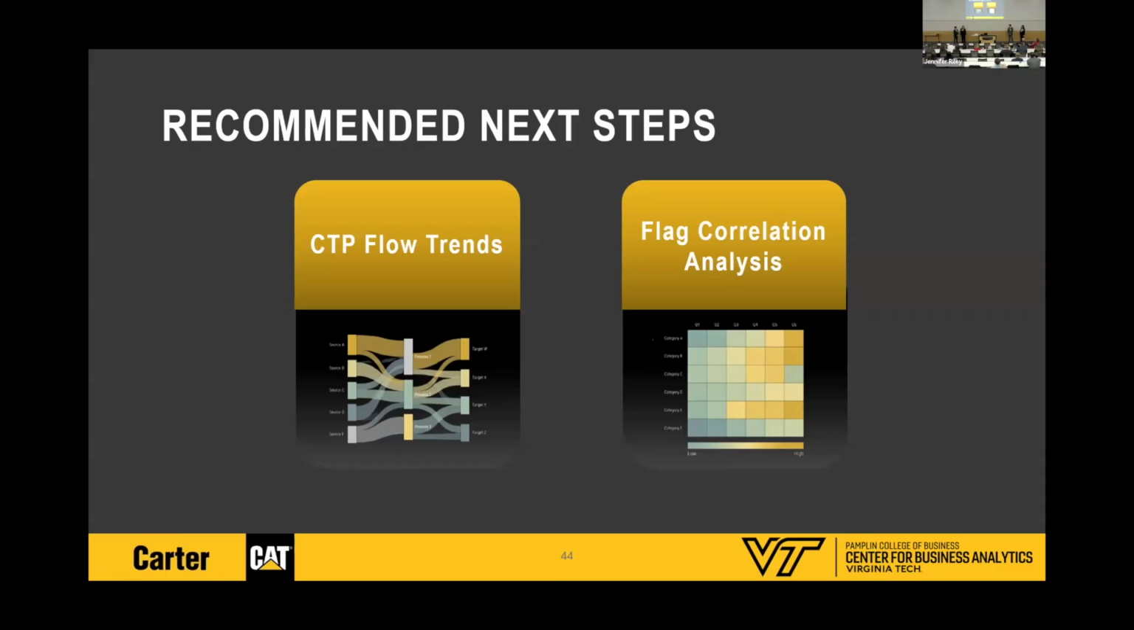Our second recommendation is our flag correlation analysis. We already know that various flags exist in the dataset, but what we want to recommend is a timeline view built into the dashboard so that Carter Machinery can see when flagged activity is occurring and whether it's tied to specific quarters or periods. Additionally, a heat map view so that Carter Machinery can see not only when the flags are occurring, but where they're most heavily concentrated and whether they're tied to specific stores or divisions. Next, I'll pass it over to Andrew to discuss our final thoughts.